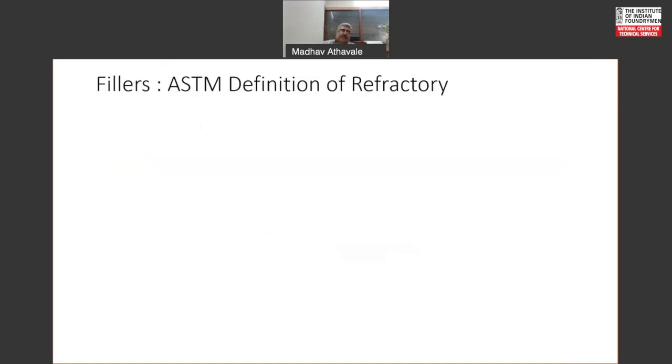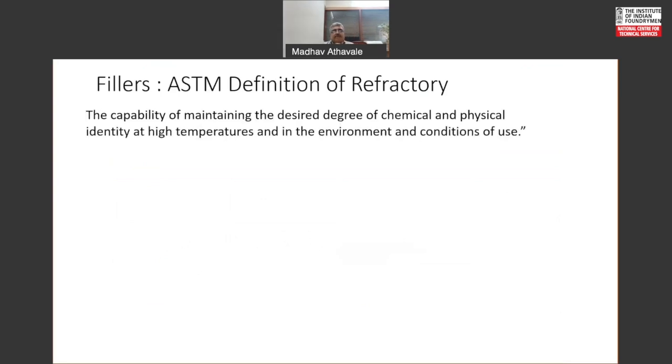Let's look at what is the ASTM definition of refractory. That definition says the capability of maintaining the desired degree of chemical and physical identity at high temperatures and in the environment and the conditions of use. This is how ASTM defines a refractory. So both chemistry and physics, which is the right for high temperature use and any other environmental conditions.